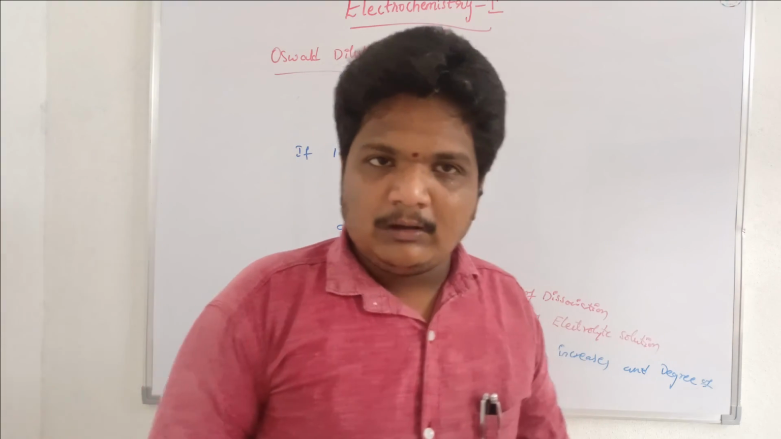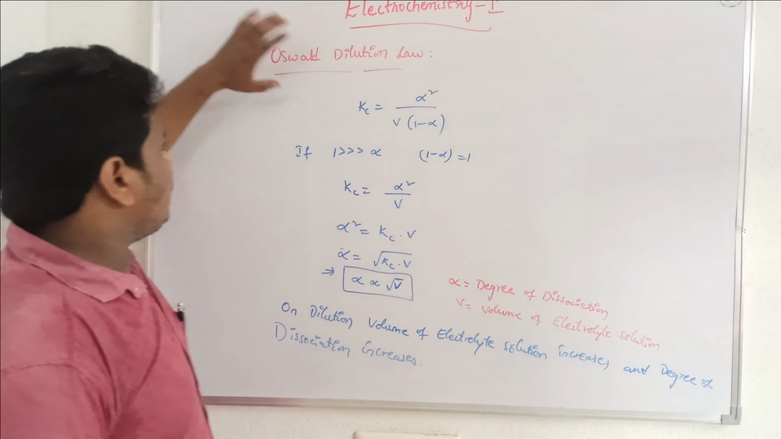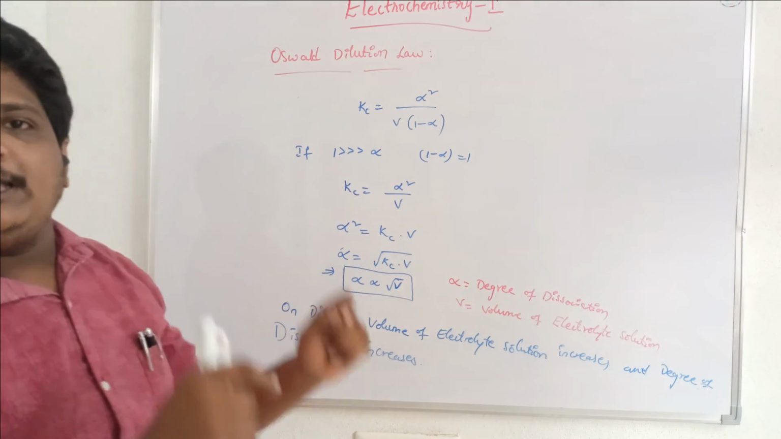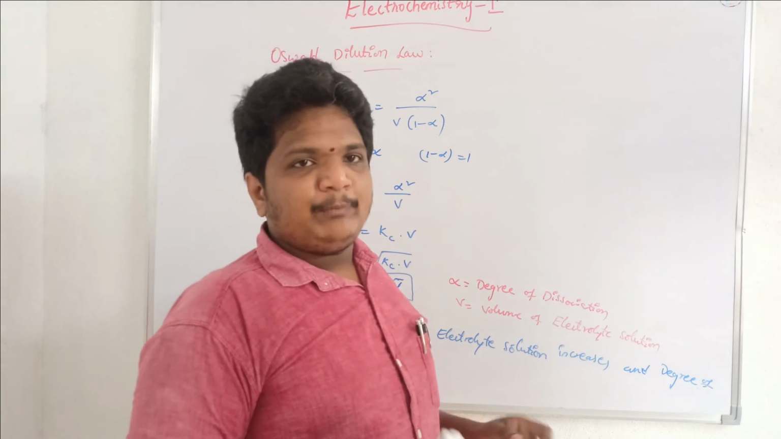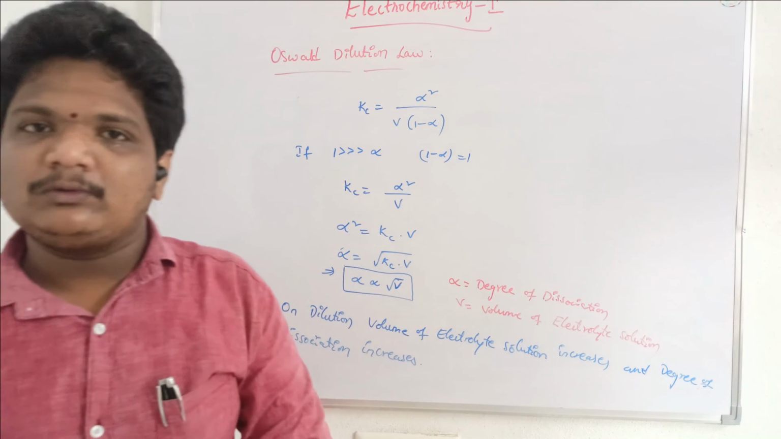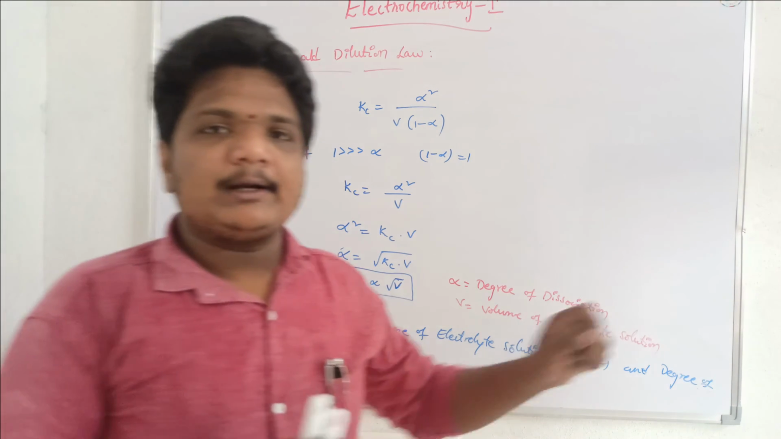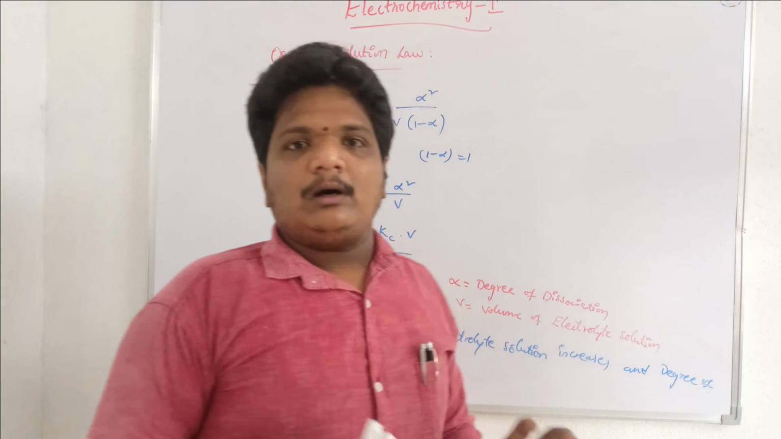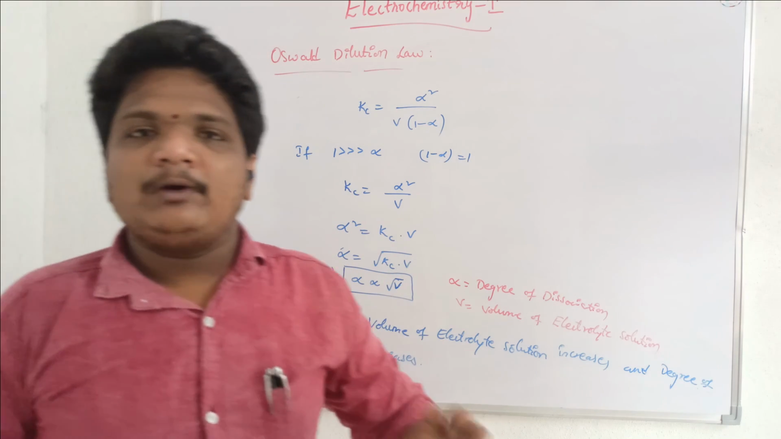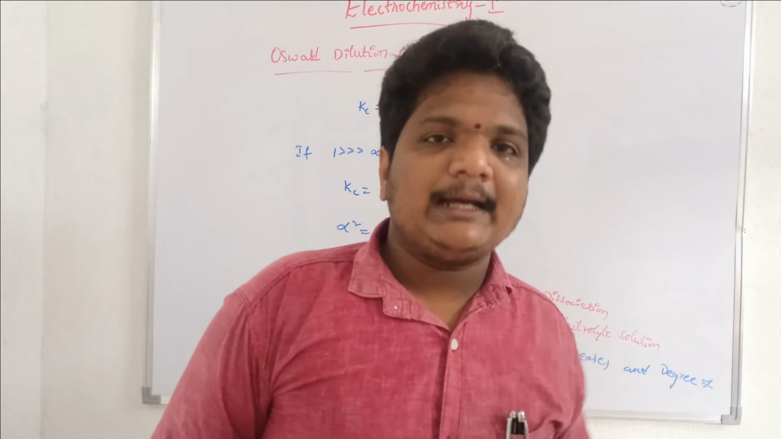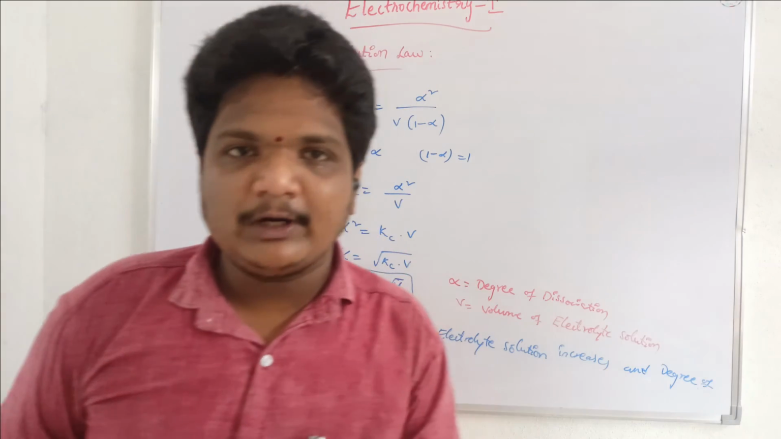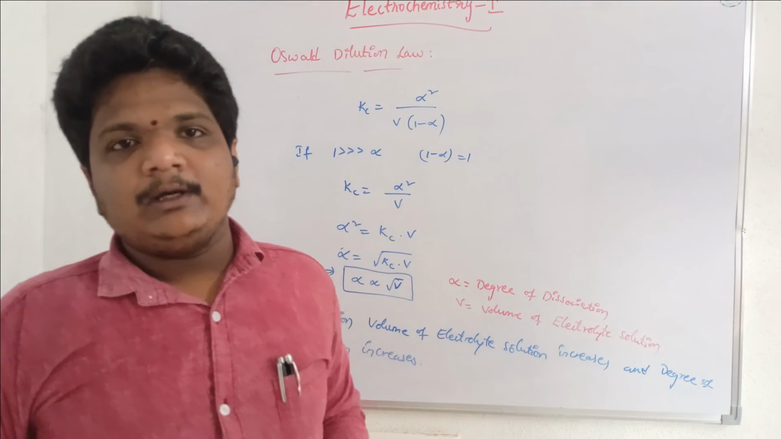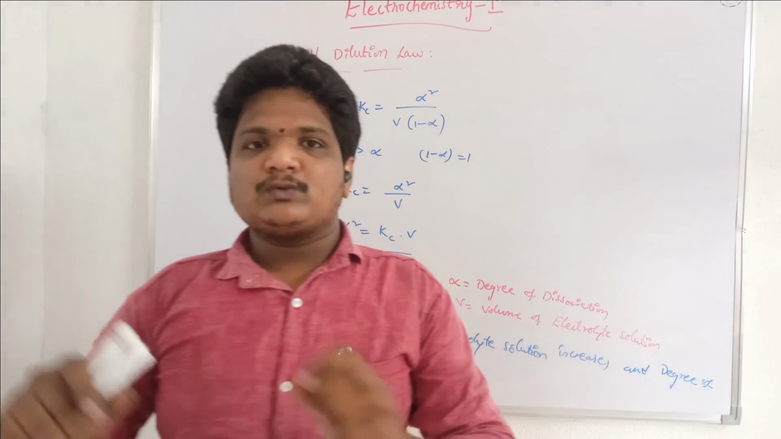As a whole, Ostwald's dilution law is applicable only to weak electrolytes. If you apply this theory to strong electrolytes, it will be a complete flop. It cannot be applied to strong electrolytes. So this is about Ostwald's dilution law.